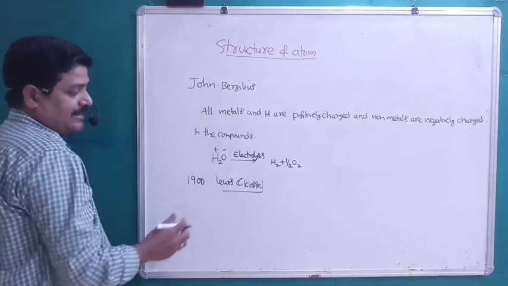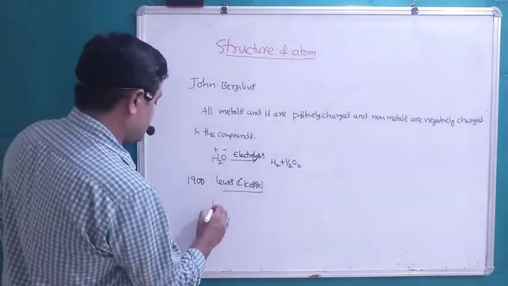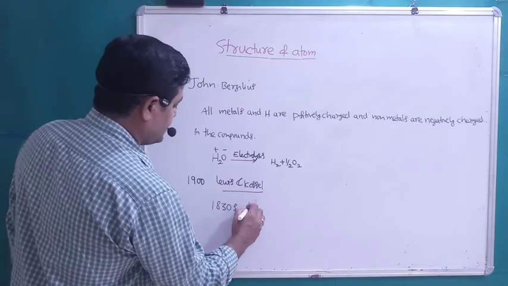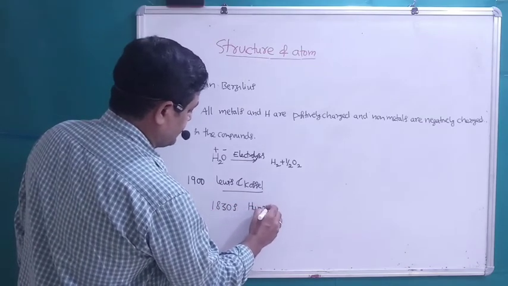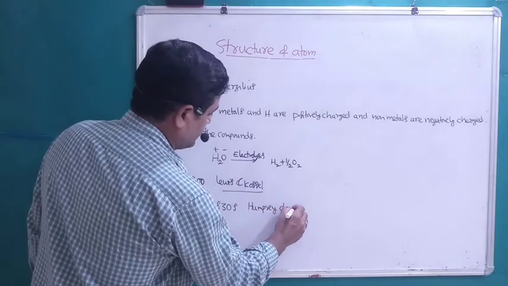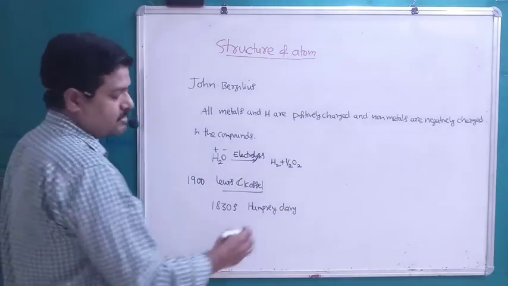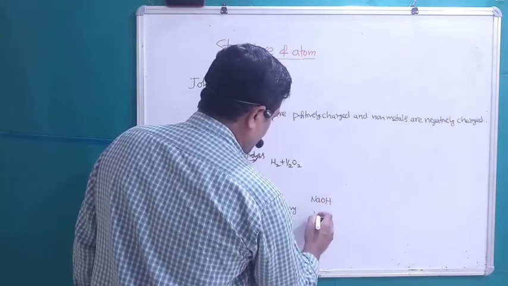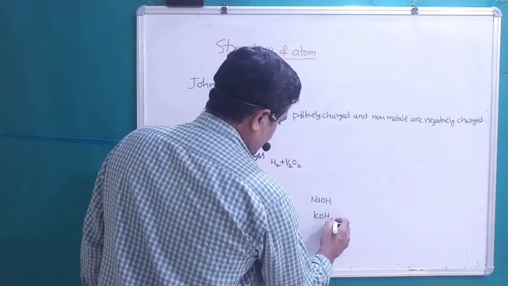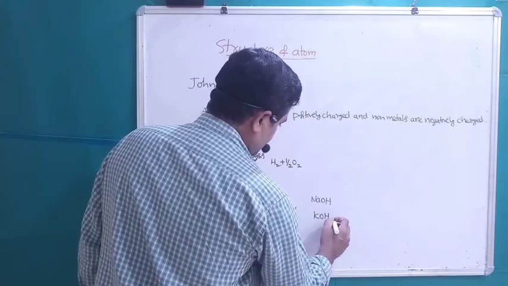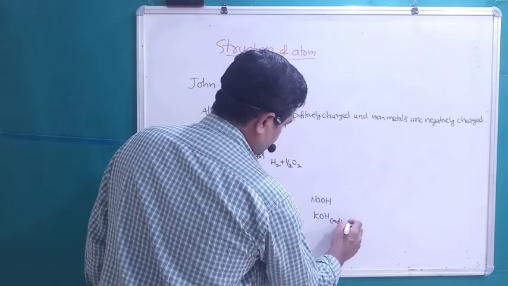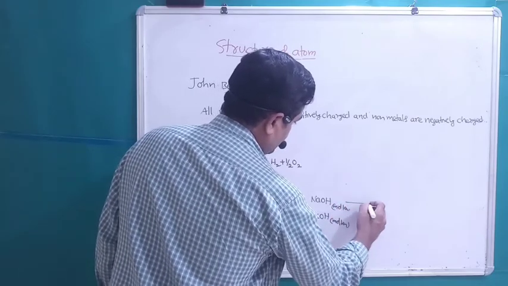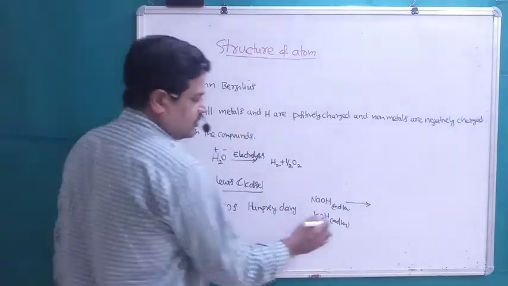So after the electrolysis of water, in the 1830s, a scientist named Humphry Davy did the first electrolysis of molten sodium hydroxide and potassium hydroxide by using electricity. By using electricity, he was able to decompose these two compounds.